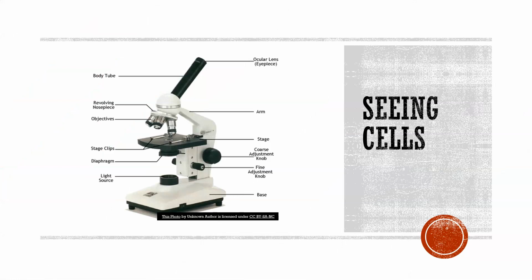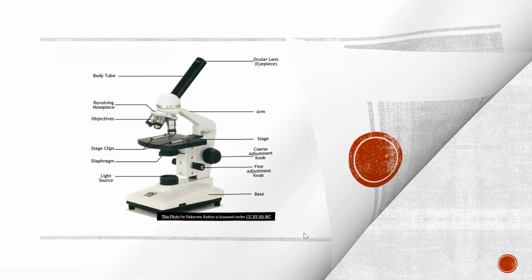Okay, how do we see cells? You'll all know that to see small things in a science lab, we use some kind of microscope. Here we've got our microscope with all of its parts labelled. It is important that you know the parts of a microscope. When we're doing microscopy in the lab, which we will be doing this week, you need to know what the different parts of the microscope are called when you are using the equipment.